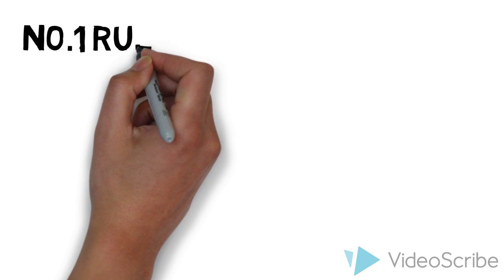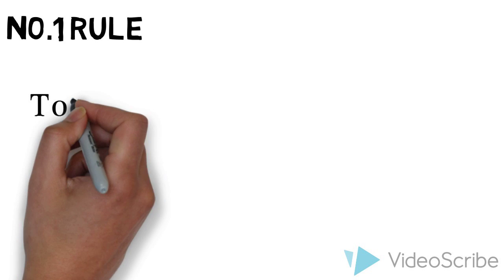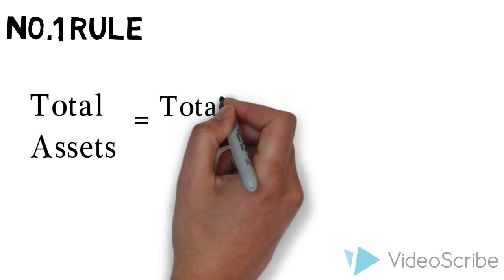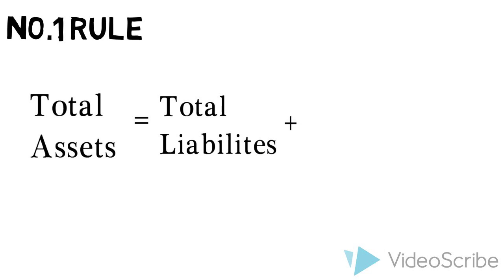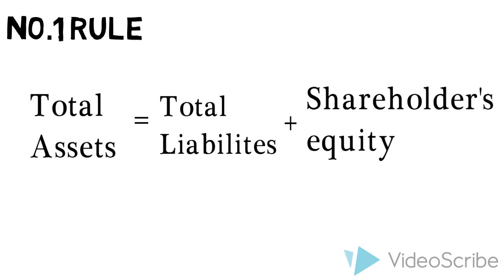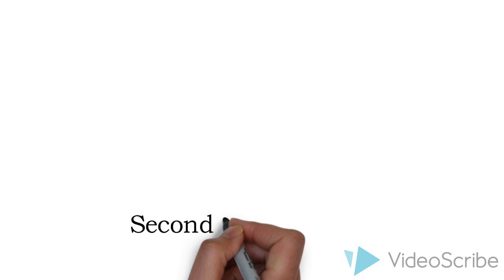The number one rule of a balance sheet, thankfully in the name, is that it must balance. Balance sheets will forever follow this simple formula: total assets are equal to the sum of total liabilities and shareholders' equity. Second thing second.